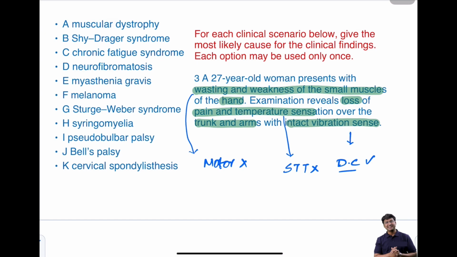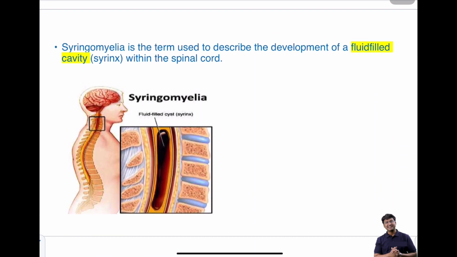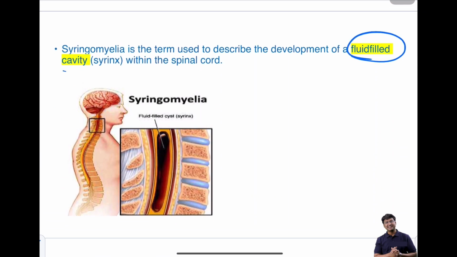So what is this type of anesthesia? We call it dissociative anesthesia, where there is loss of pain and temperature, but there is intact vibration sense. Now, in which clinical condition will you have these particular findings? You will have these findings in case of syringomyelia. Now, what is syringomyelia? Syringomyelia is characterized by the presence of a fluid-filled cavity within the spinal cord. The cervical spinal cord is the most common part of the spinal cord which is affected with syringomyelia.